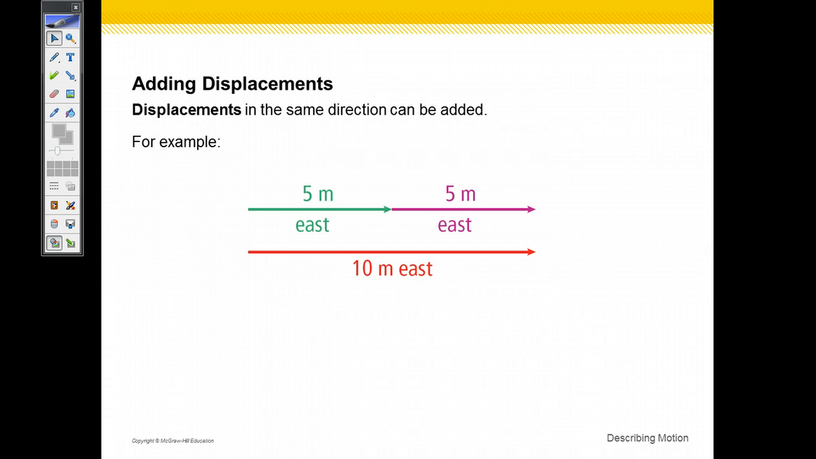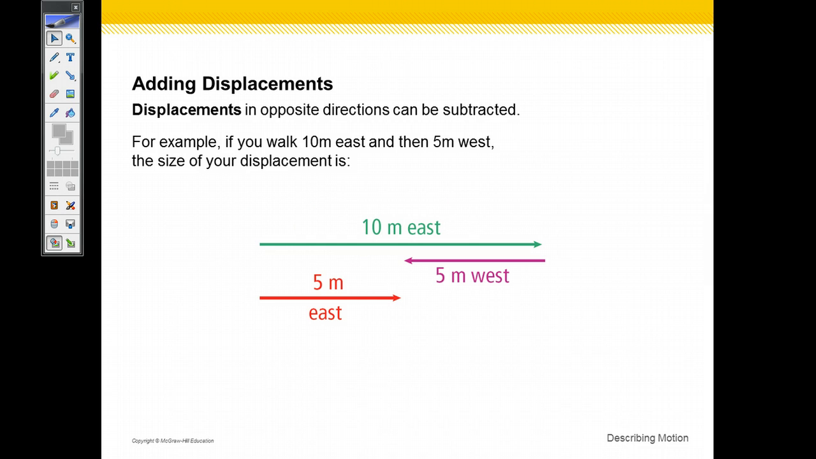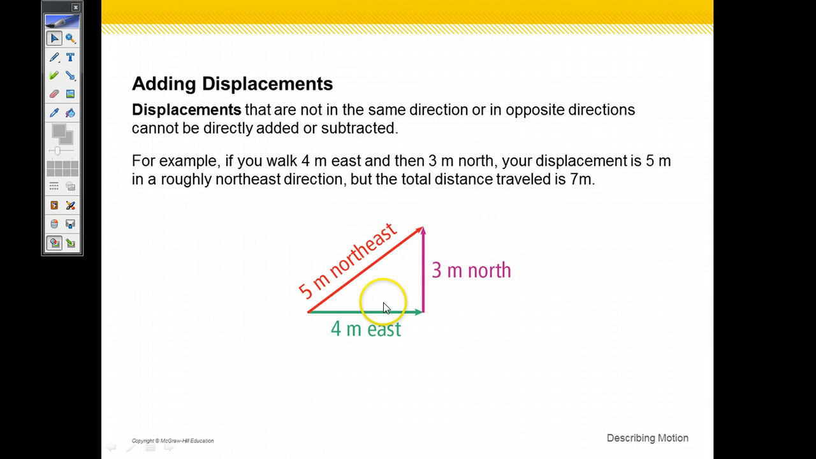Distance is basically how far something goes, but displacement is how far it goes from a reference point, from a starting point. So if displacements are in the same direction, they can be added. 5 meters east and 5 meters east is 10 meters east. If they're in the opposite direction, they could be subtracted. 10 meters east and 5 meters west gives a displacement of 5 meters east.